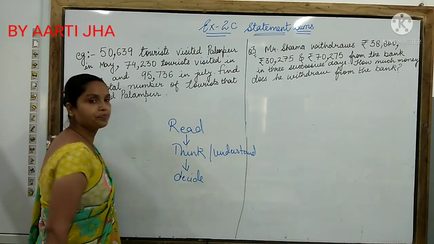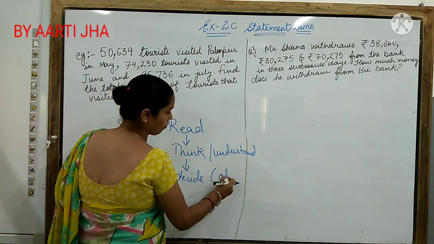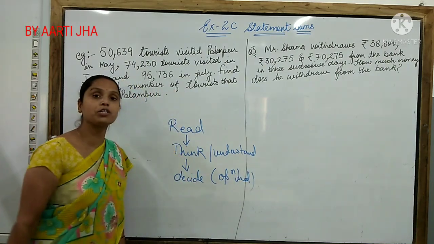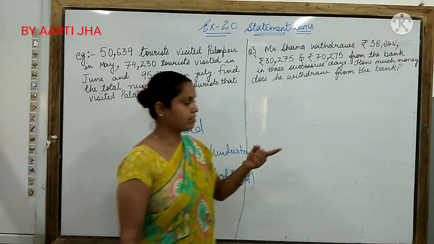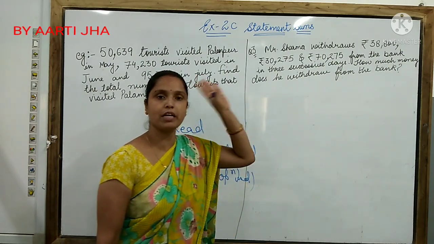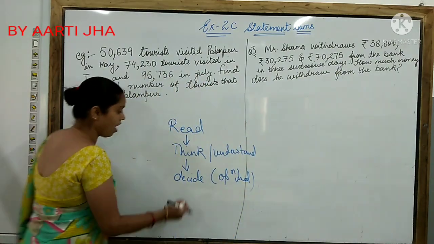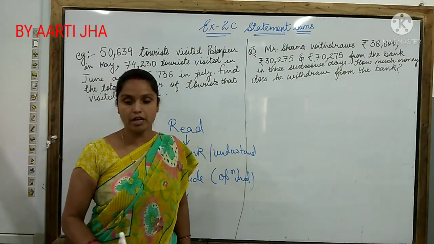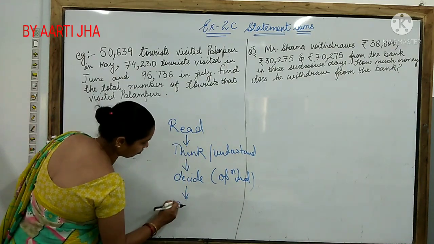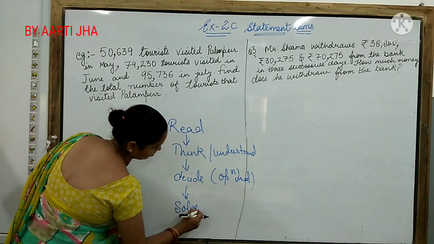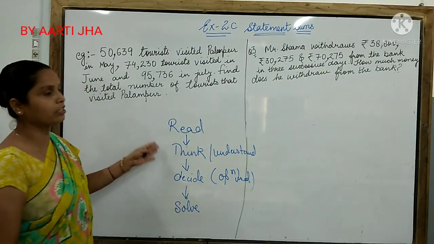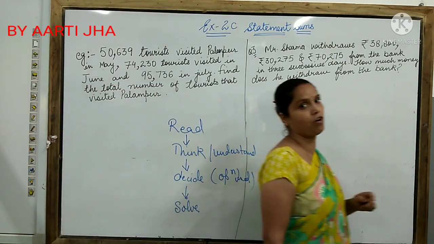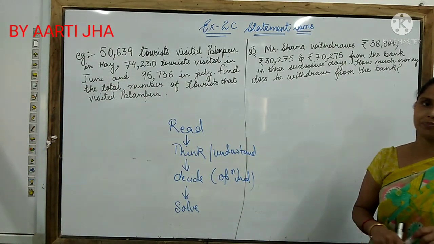What to decide? Decide what should be the operation to be used. Operation means plus, minus, multiplication and division. After deciding, the last step is to solve. These are the 4 steps, or you can say the 4 mantras for doing statement sums.